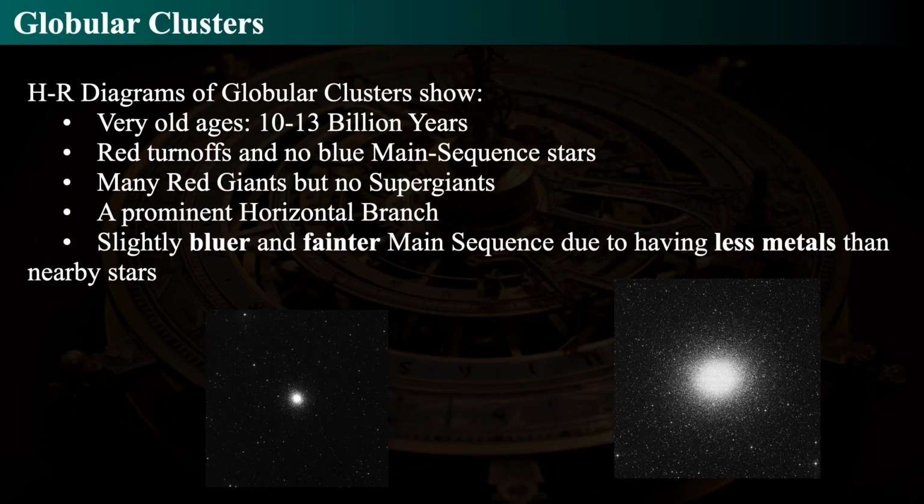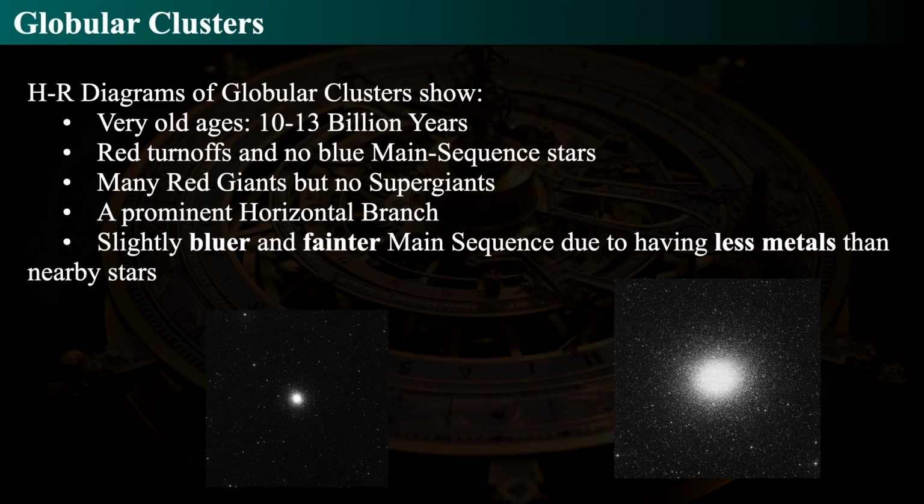All right, so the next kind of cluster is called a globular cluster. HR diagrams show that they're about 10 to 13 billion years old. So they're incredibly old. They have big red turnoffs, and there are absolutely no blue main sequence stars. None. There are no O, B, A, F, or G type stars in any globular clusters. There are tons of red giants and no supergiant stars. And there's an incredibly prominent horizontal branch.